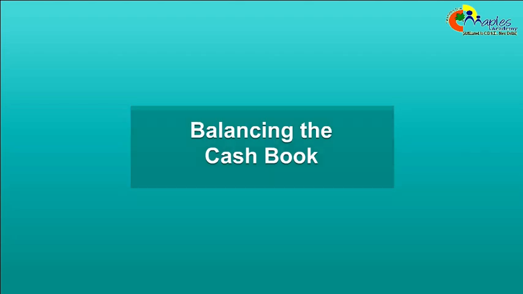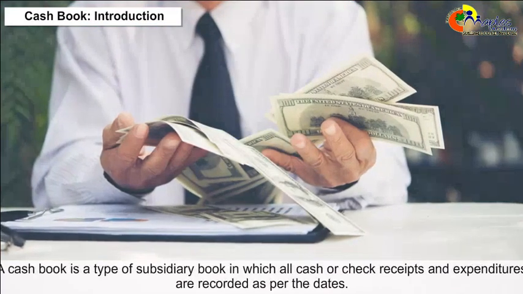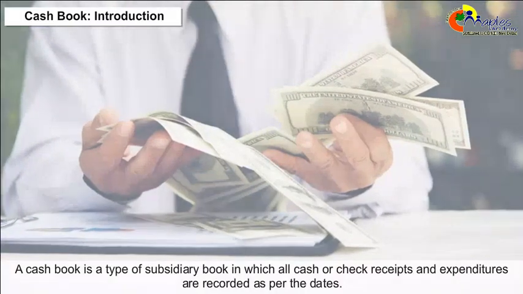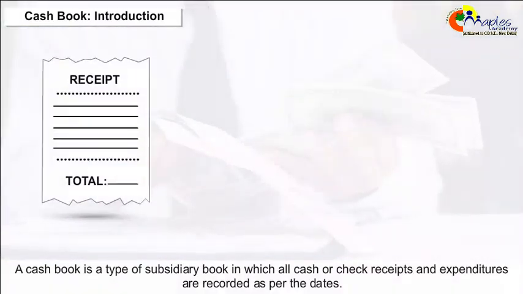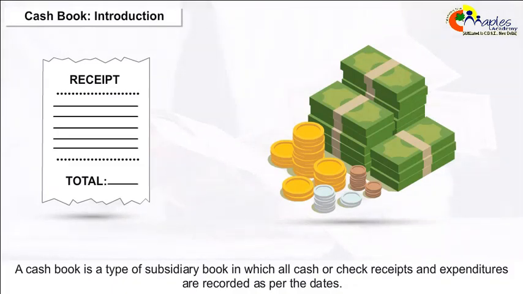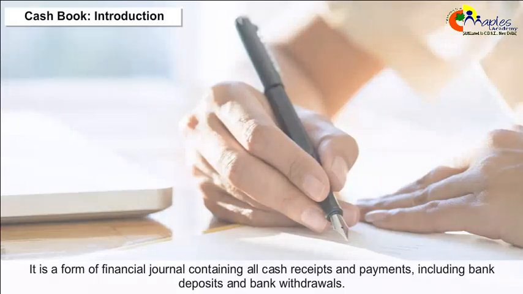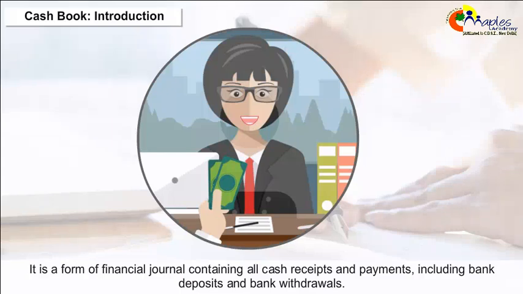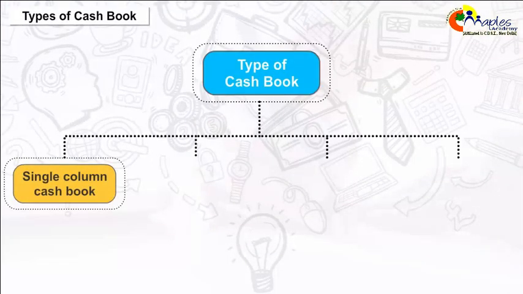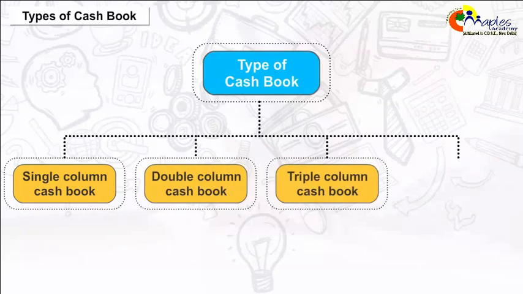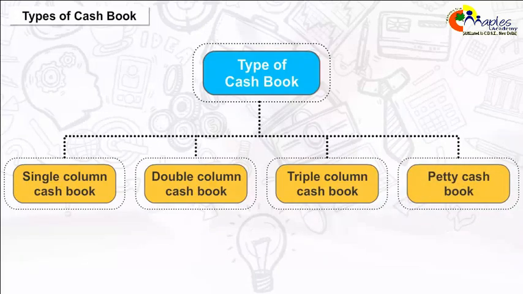Balancing the cash book. Introduction. The cash book is a type of subsidiary book in which all cash transactions, including cash received or cash paid, are recorded according to the dates. It is a financial journal that contains all the cash receipts and payments, including bank deposits and withdrawals. Types of cash book: single column cash book, double column cash book, triple column cash book, petty cash book.